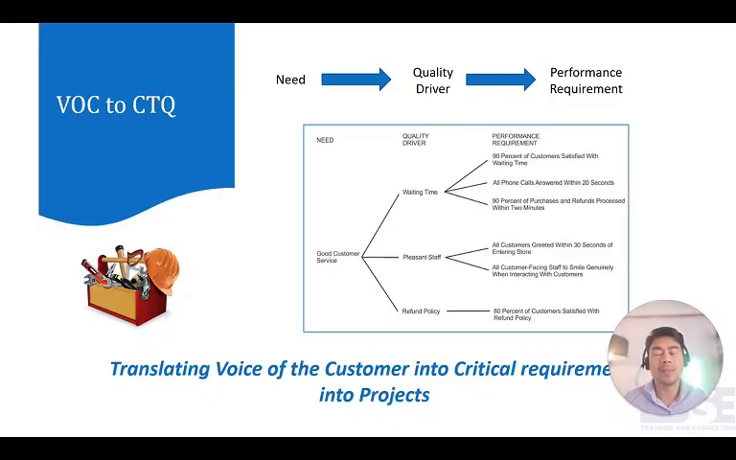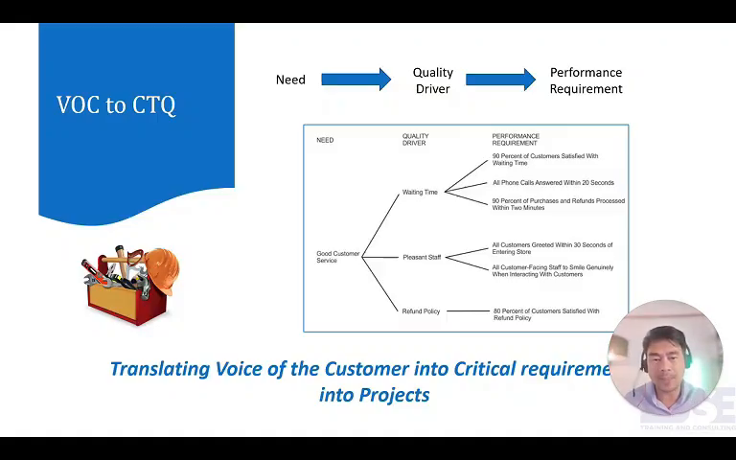Waiting is something that is part of the process, but how satisfied are your customers based on the waiting time that you provide to them? Next one is phone calls answered within 20 seconds. That is a good measure of waiting time. Your customer might not want to wait beyond 20 seconds. Another one will be percentage of purchases or refunds processed within 2 minutes. If your customer has a purchase or a refund request, ideally 90% should be addressed within 2 minutes.